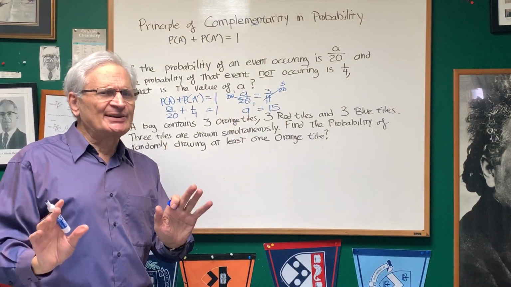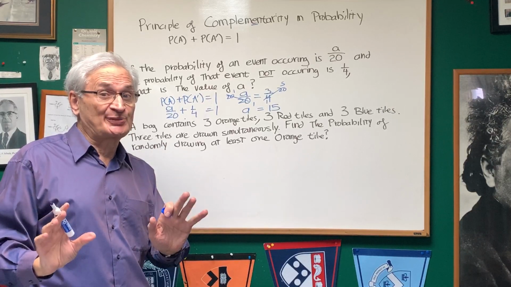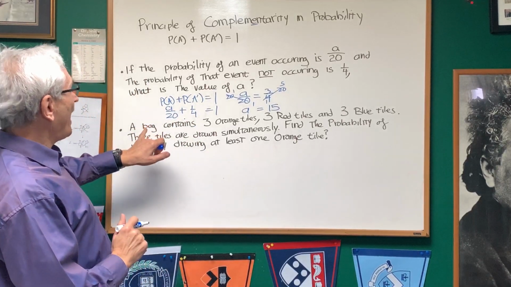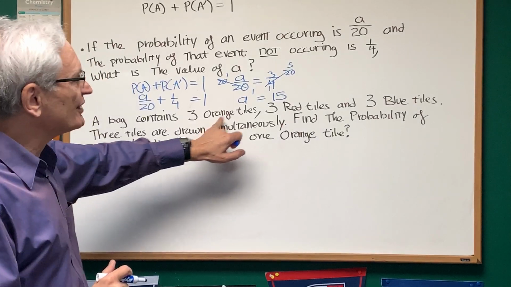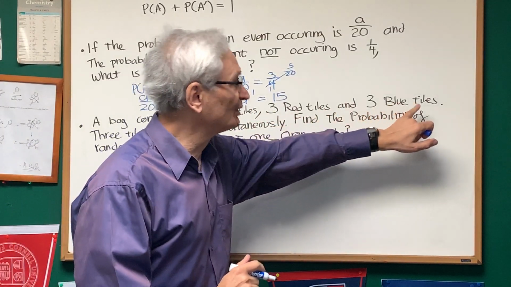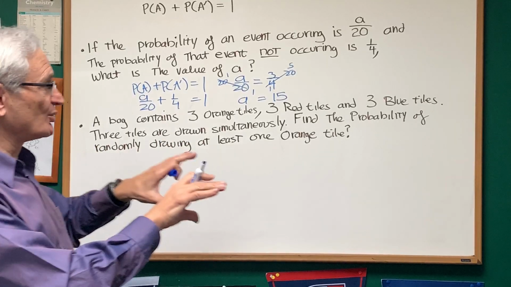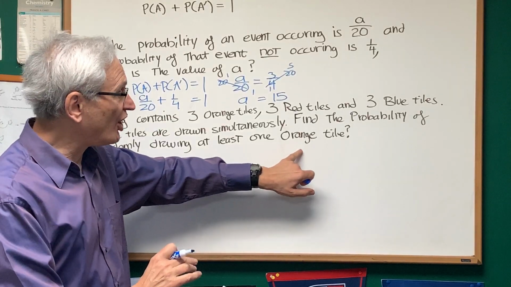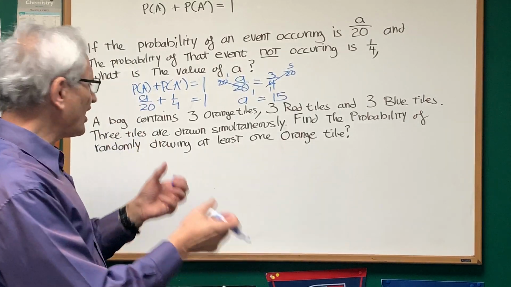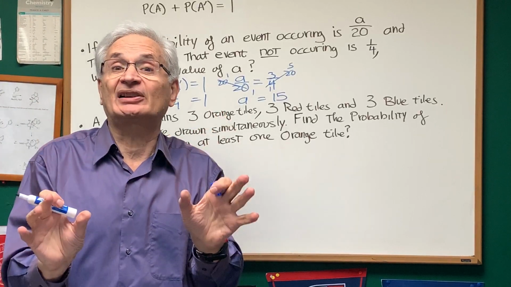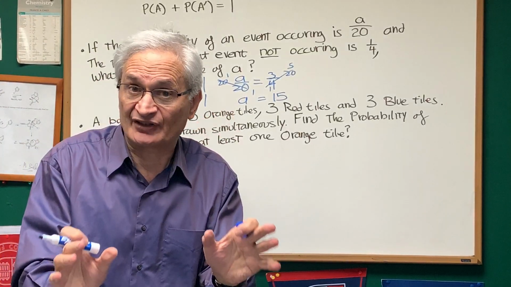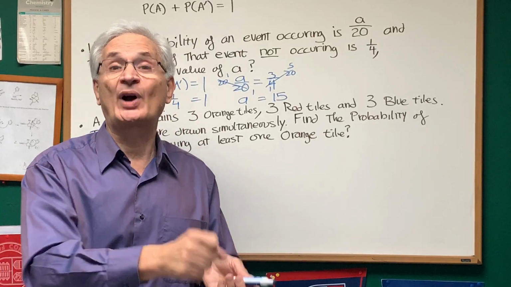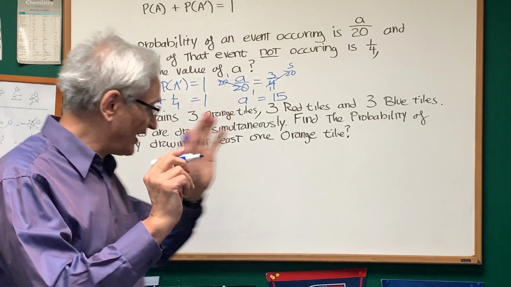Now, let's do a slightly more complicated question, and see how the principle of complementarity can save us a lot of calculation in certain instances. A bag contains 3 orange tiles, 3 red tiles, and 3 blue tiles. 3 tiles are drawn simultaneously. Find the probability of randomly drawing at least 1 orange tile. First of all, when 3 tiles are drawn simultaneously, how is this modeled? The standard way of modeling it is as if the tiles were being taken out sequentially without replacement. Okay, that's how it's going to be done.